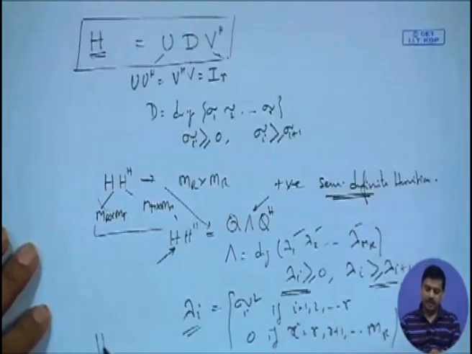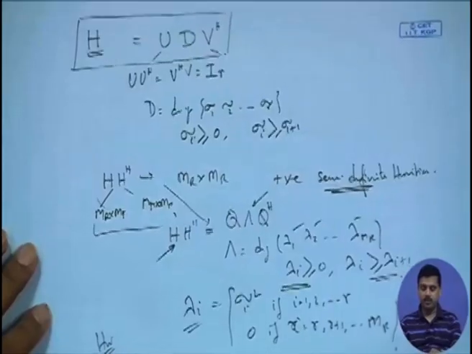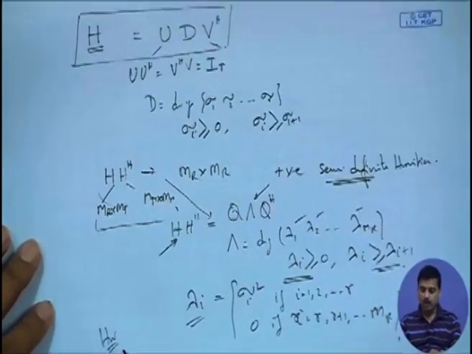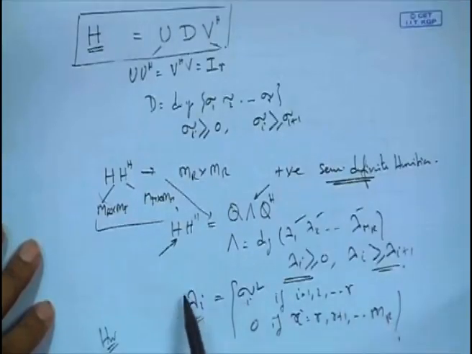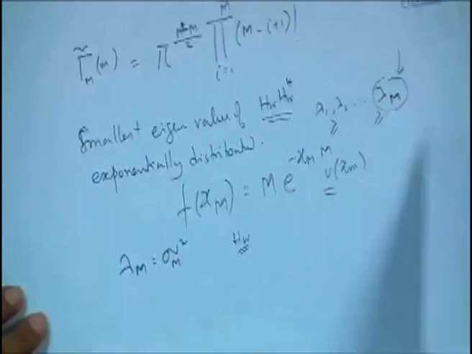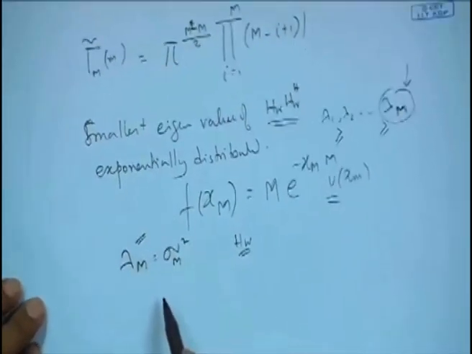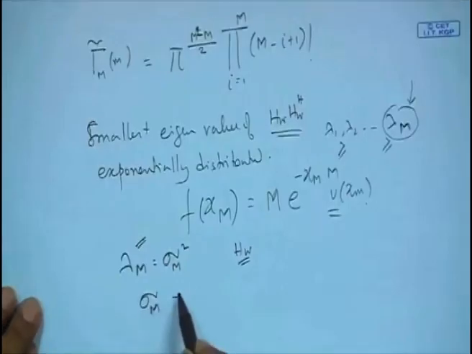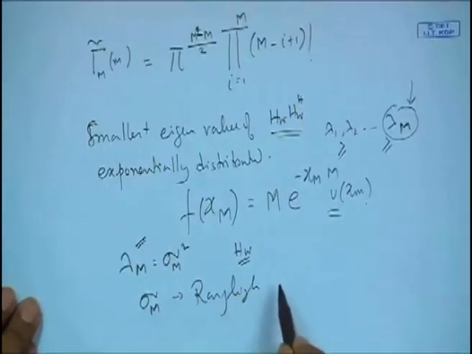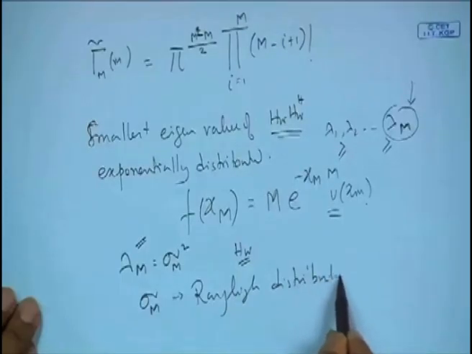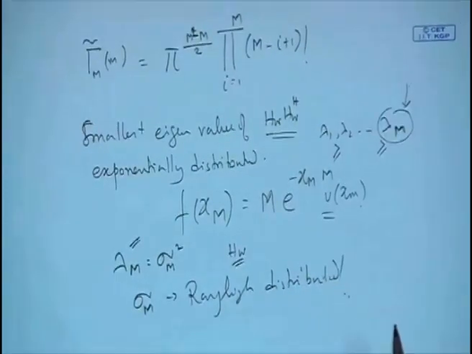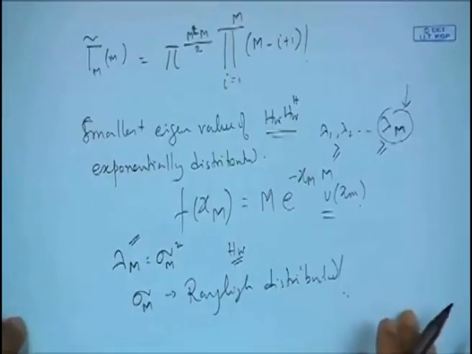And here we are taking HW. We have said HW is the spatially white channel of full rank with probability 1. So therefore r is equal to mr. We have said mr is equal to mt equals m. So that means this equation holds for i equals 1 to m. So lambda i is sigma i squared. So this is exponentially distributed. In that case, sigma m would be Rayleigh distributed. So this is again another important result which can help us in understanding some of the properties of performance of MIMO communication systems. So these are some of the important results.